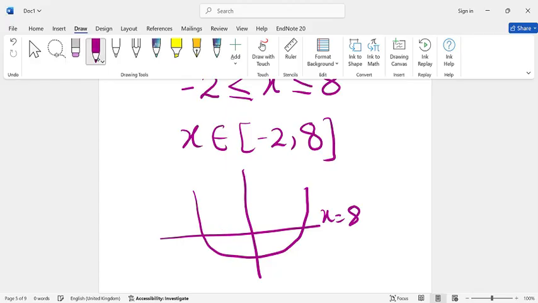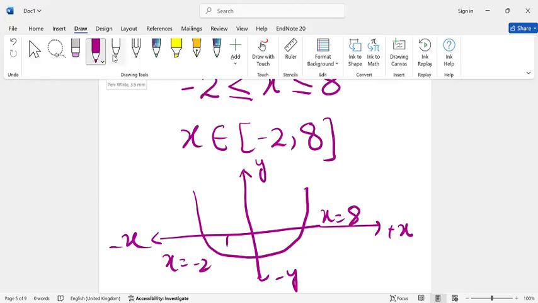x equals minus 2 is over here, because these are the values of x, and this is y, and this is minus y, minus x, and this side is plus x. Okay, so this is the answer of this question. We have the critical values, which we can say are x equals 8 and x equals minus 2.